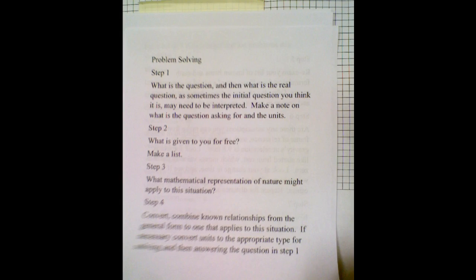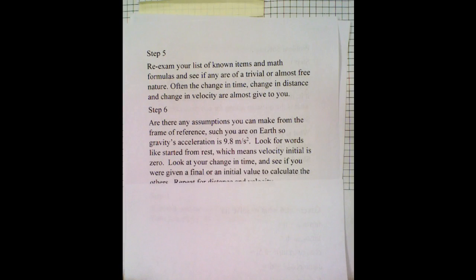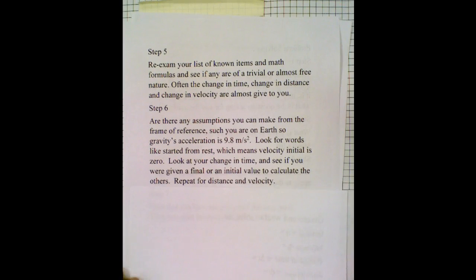Step 5. Stop and take a look at it again after you've filled in a few blanks, because all of a sudden something might come to you and say, oh, now I get it. Often the change in time, change in distance and direction, velocity, are almost just given to you. Step 6, are there any assumptions you can look for, like you're on Earth, therefore the gravity is 9.8. Look for words like started from rest, which means initial velocity is 0. Look at your change in time to see if you're given a final or initial, and then repeat for distance and velocity. Now that you've taken care of the easy stuff, then you start in on the harder stuff.